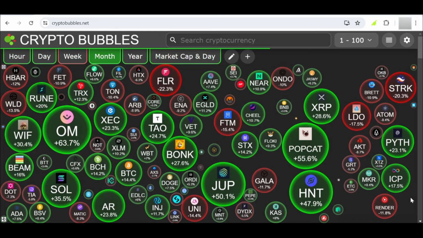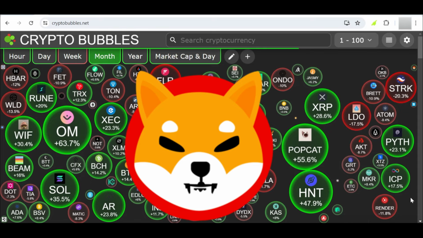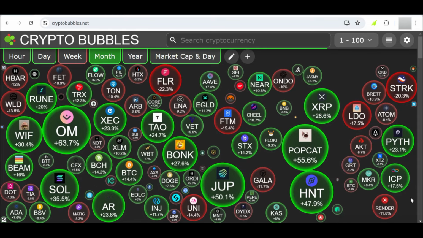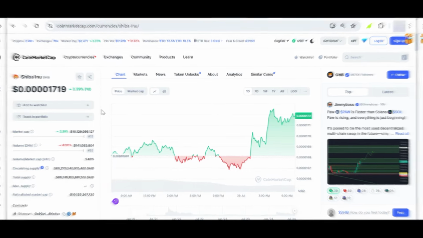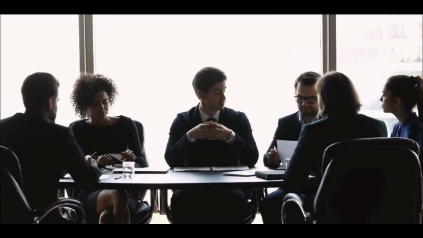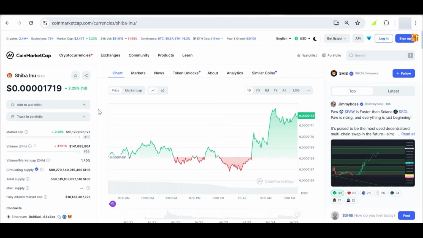Today, we've got some fascinating developments to share about Shiba Inu, one of the most talked about cryptocurrencies in the market. Shiba Inu has been in the headlines recently due to a significant spike in its adoption rate and transaction volumes. We're going to break down what these changes mean for SHIB, the potential implications for investors, and what could be driving these trends.